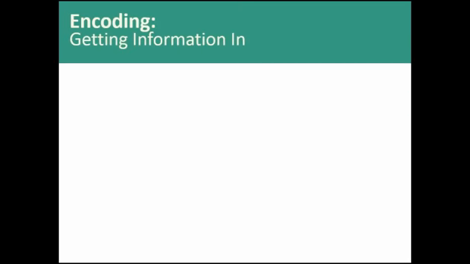So let's start with the first stage, this first aspect: how do we get information into either the short-term memory or transfer it into the long-term for permanent storage? We call that encoding. So how do we get information in? There are some kinds of information.